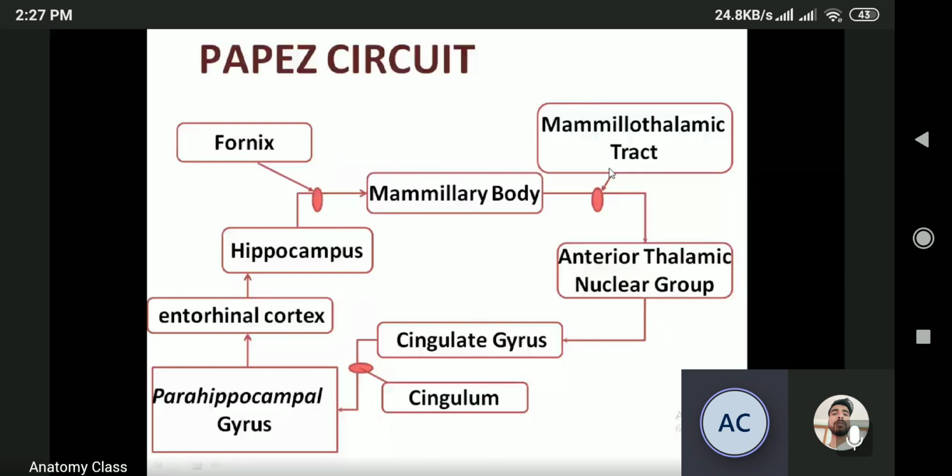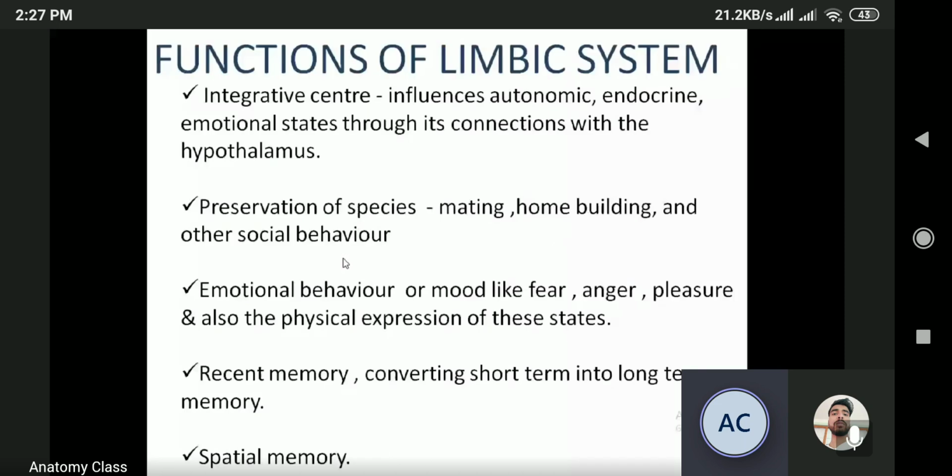This is important for you from your theory point of view as well. Then finally we'll go for the function of the limbic system. The limbic system has many structures included within its component parts, and it has many important functions. It is an integrative center. It influences all the autonomic as well as endocrine systems along with the emotional state through its connection with the hypothalamus, as the hypothalamus is also one of the parts of the limbic system. So the autonomic and endocrine systems are controlled indirectly by the limbic system through the hypothalamus.